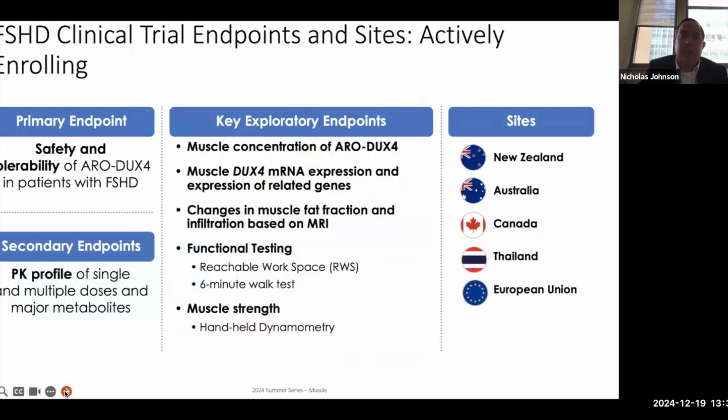Here, same thing, there are muscle biopsies. The goal is to understand the concentration of the drug, whether or not it knocks down DUX4, to look at muscle fat fraction, and to do the functional testing that you can see there. So no data. This trial is actively enrolling in those countries that you can see there.